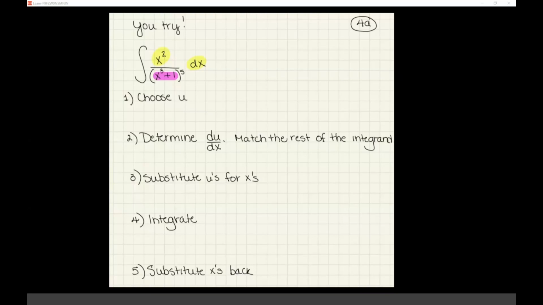Take another minute or two on this one. I know there's lots of steps. You can go back and look at our previous examples if you get stuck. Or ask.